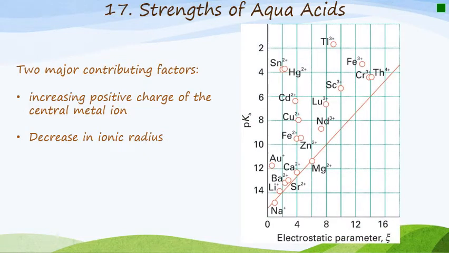Okay, with regards to metal atoms and cations, there are two contributing factors for the strength of an aqua acid. The first one is that the larger the positive charge of the central metal ion, generally the stronger the acid of the complex that is going to be formed. And that's obviously because of a decrease in ionic radius.